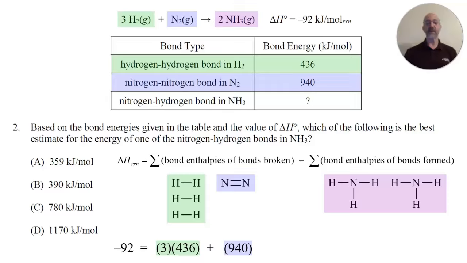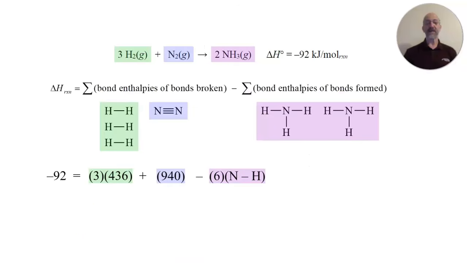And now moving on to the bond enthalpies of the bonds formed, that is the number that I don't know. So I will just simply represent that there are 6 nitrogen-hydrogen bonds in these 2 NH3 molecules. Now that I have listed all of the numbers that we know, let's go ahead and do the algebra to solve for the bond enthalpy of the nitrogen-hydrogen bond in NH3. So the next thing that I will do is multiply 3 times 436 plus 940, and that gives me a value of 2,248. The next thing that I will do is I will add 92 to both sides of this equation.